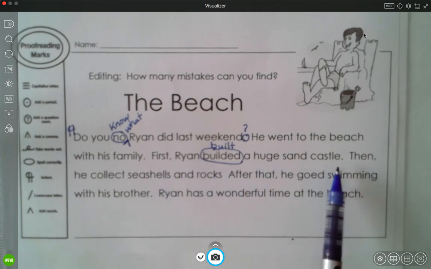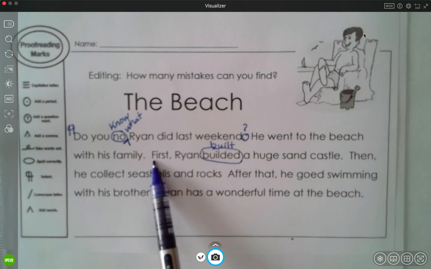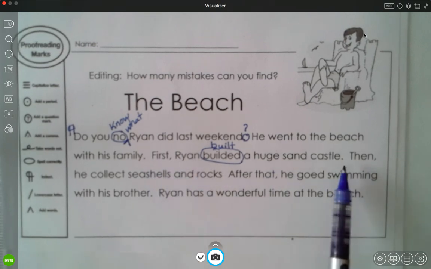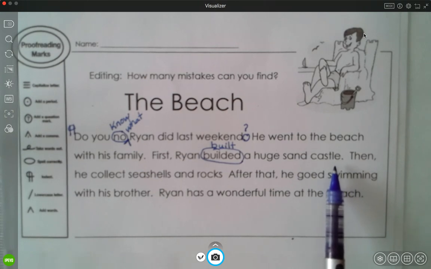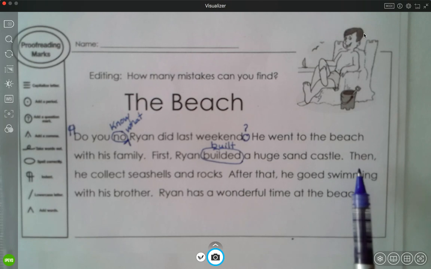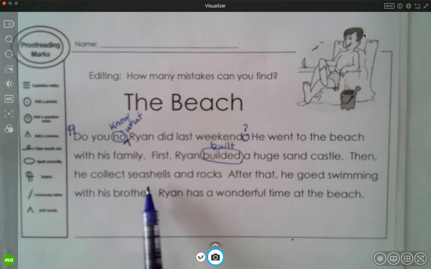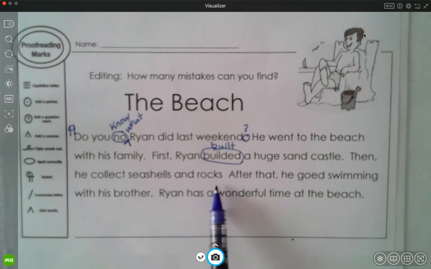It's got a capital letter. The name is capitalized. It's got a comma after the transition. It's got a period, and it sounds correct. So the next sentence, let's read it. It begins with a transition as well. Then he collect seashells and rocks.